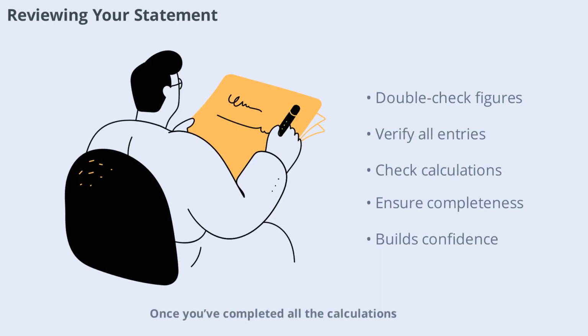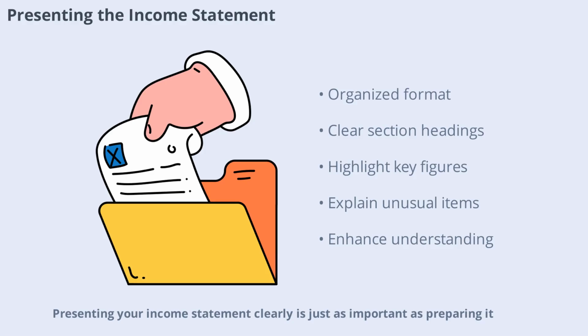Once you've completed all the calculations, it's important to review your income statement for accuracy. Double-check all figures, ensure every revenue and expense is included, and verify your math. Reviewing your statement helps catch any errors before sharing it with stakeholders or using it for decision-making. A thorough review also builds confidence in your financial reporting. With a finalized income statement, you're ready to present your results. Presenting your income statement clearly is just as important as preparing it.